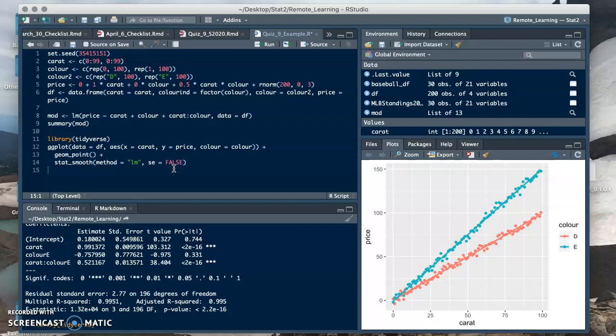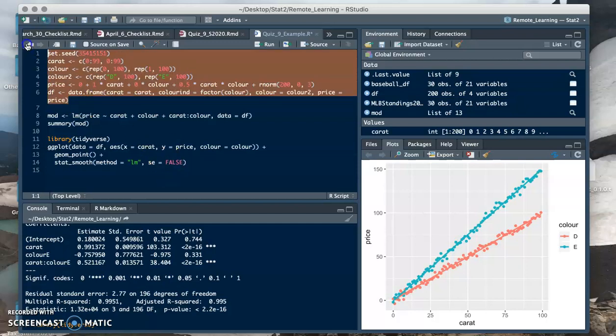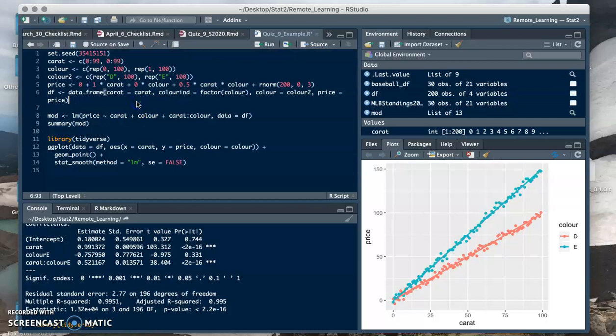So hopefully that makes sense, but definitely let me know if you have any questions, and also definitely ignore this code. We don't really talk about coding that much, so just focus on the graph and the output of the model.